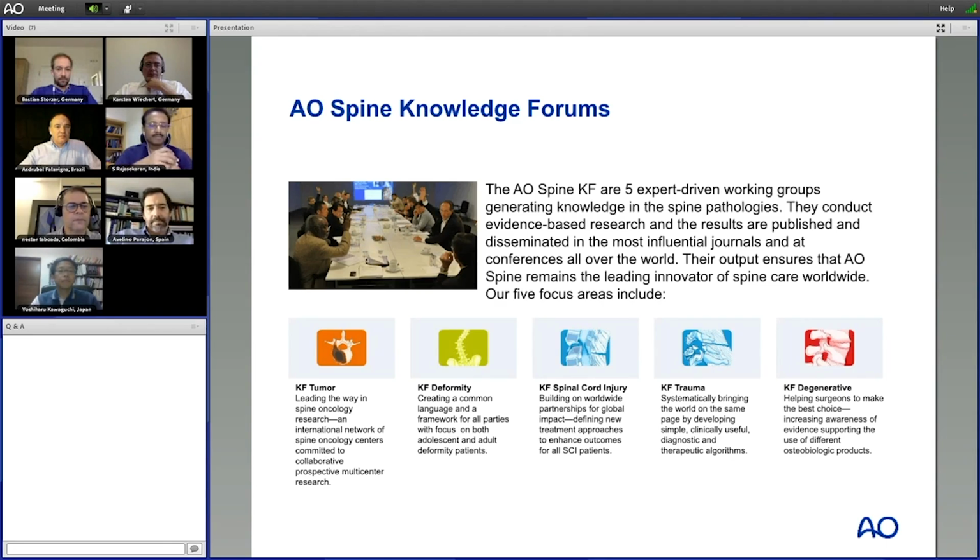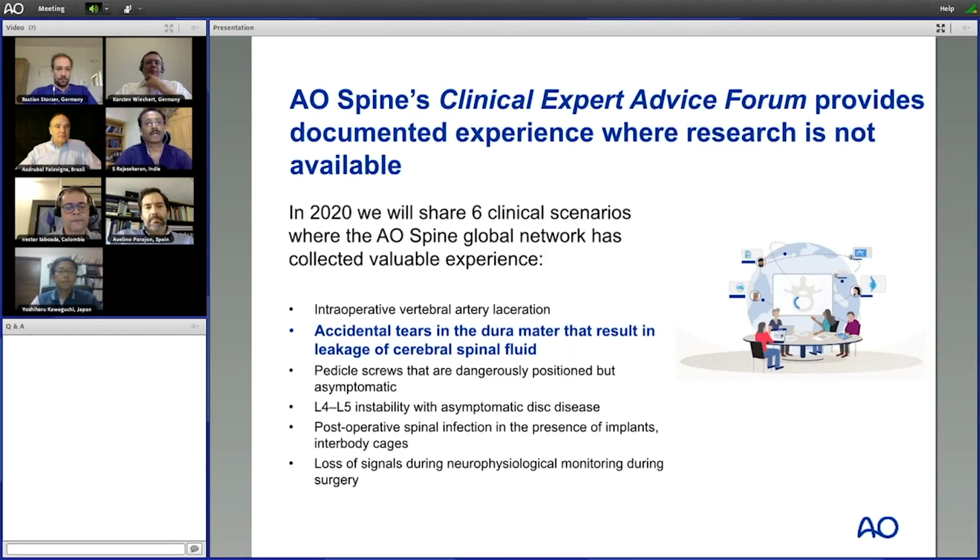medicine which is possible. But we all know from our practice there are many clinical situations where the practicing surgeon faces situations where a randomized clinical trial is not possible. And at that time, we are all looking for what an expert would do, and is it possible for me to distill his experience so that I can benefit richly from this. And so that is the basis of the clinical expert advice forums.